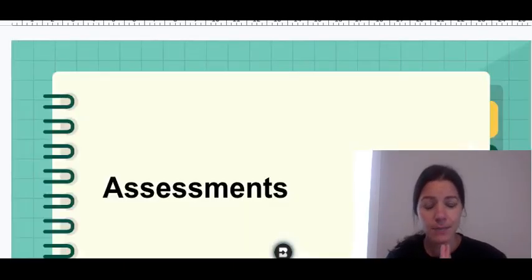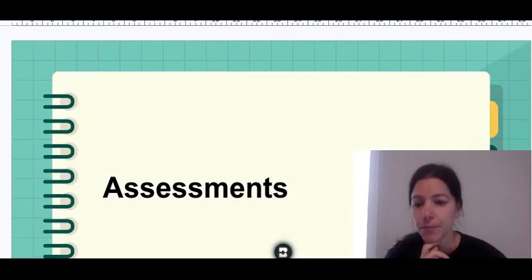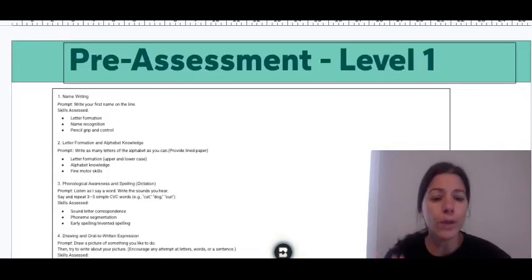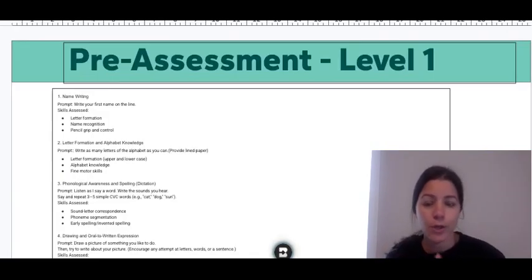Let's talk assessments. Before you begin writing, I know we're already into the school year, but you have to figure out what your students can do. So when we think of a pre-assessment, level 1 would be having your students write their name. We're looking at letter formation. We're looking at pencil grip, right? We're looking at their knowledge of the alphabet and sound through sound dictation. We are seeing if our students can write words and where they are at the word level.